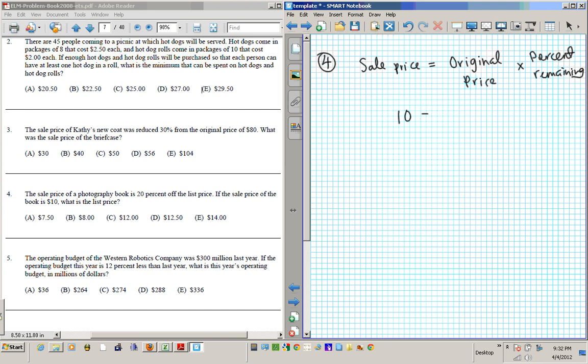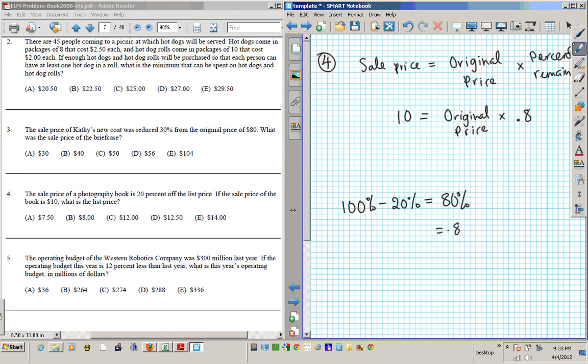I don't know what the original price is, so let me leave it as the original price, multiplied by the percent remaining. Since it's 20% off, if I take 20% off 100%, I have 80% remaining. 80% in math form is 0.8. So if I take the original price and multiply it by 0.8, that will give me $10. The question is, what times 0.8 gives me 10? This is an algebraic equation we need to solve.